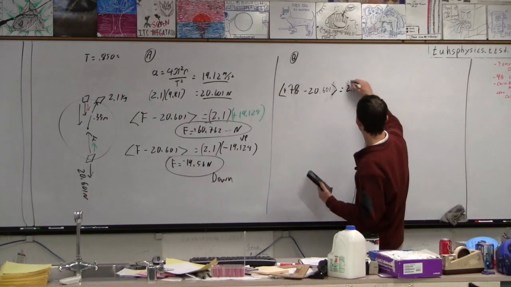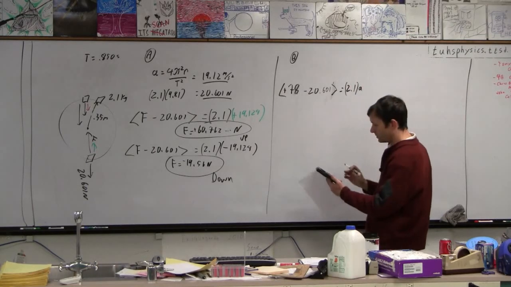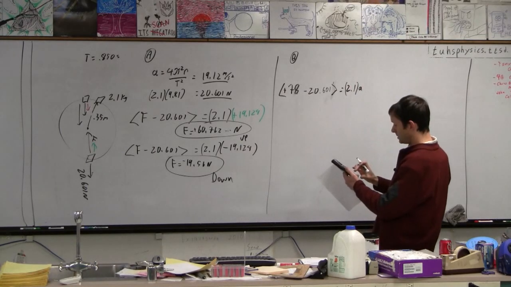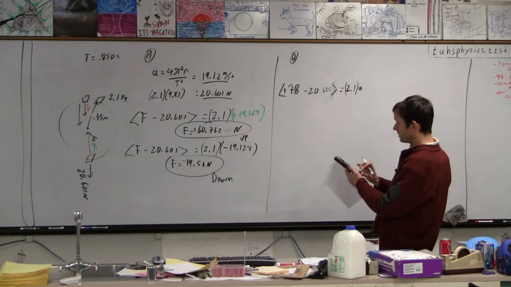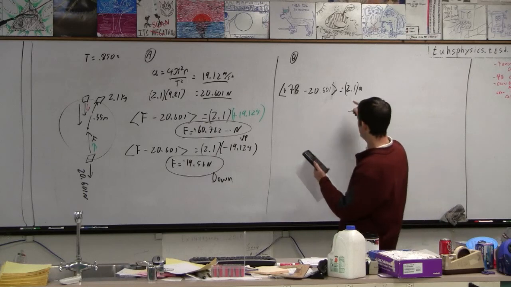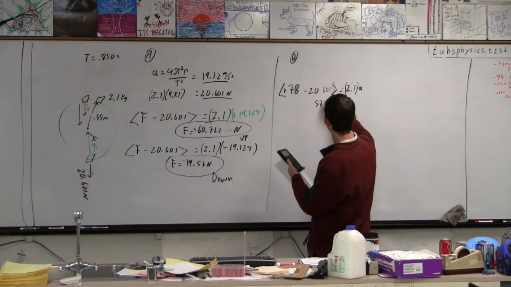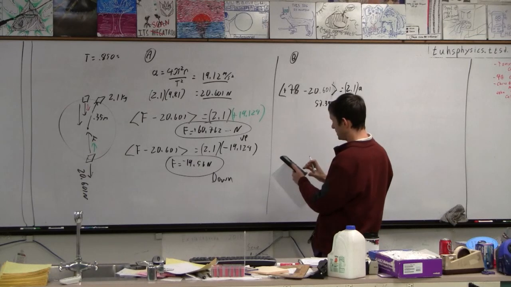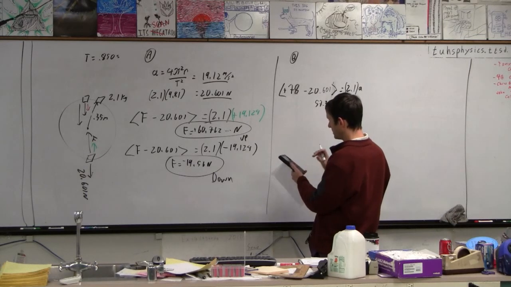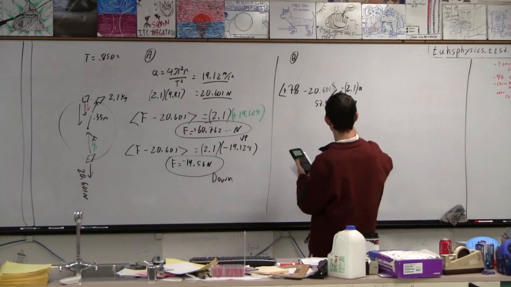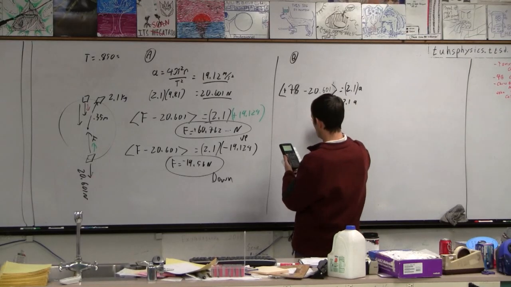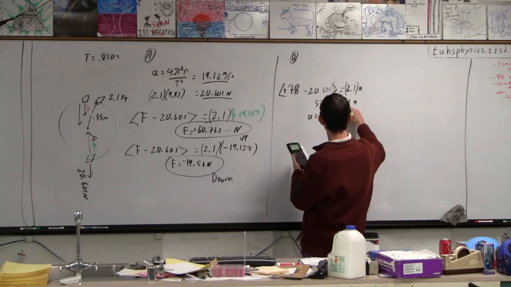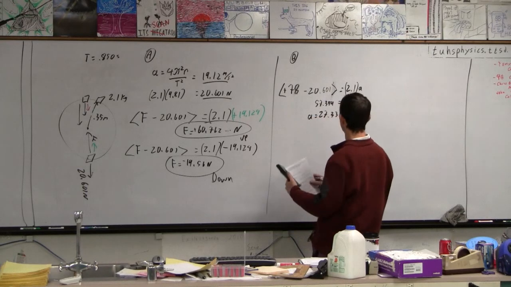And that's going to be 2.1 times an acceleration. We can now find the acceleration. So 78 minus 20.601 is 57.399. That equals 2.1a, so a is going to be divided by 2.1. There we have it, right? So the acceleration is 27.33 meters per second squared, but we want to know the velocity.